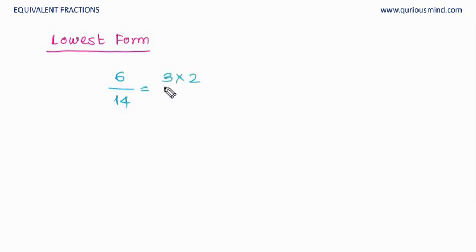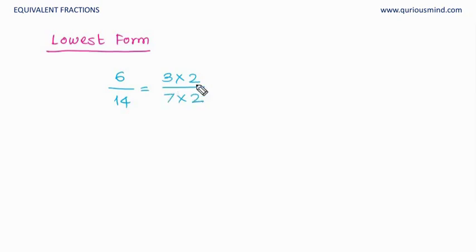Let's talk about one more concept here. Let's talk about lowest form. So if I have a fraction, let's take 6 upon 14. Now if I look at these numbers, I see that there is a common factor. So let me write their factors. I want to write the prime factors. So 6 can be written as 3 into 2. And 14 can be written as 7 into 2.